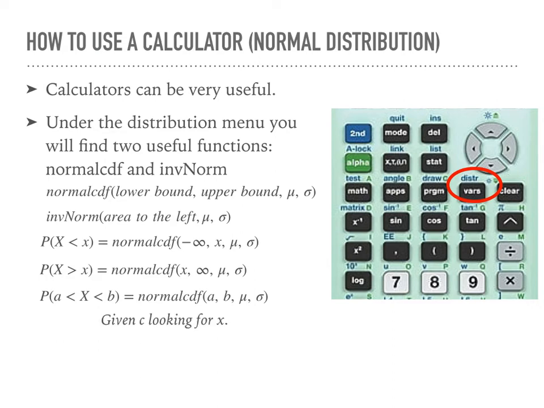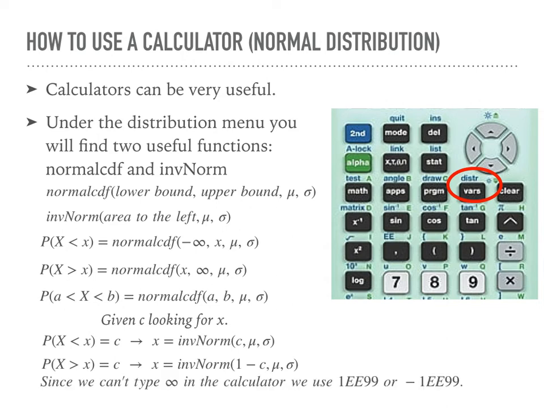If you're given c and you are looking for x, the probability that x is less than little x equals c, then x is equal to inverse norm(c, mu, sigma). If you're looking for x and you have the probability that x is greater than little x equals c, then x is equal to inverse norm(1 minus c, mu, sigma).